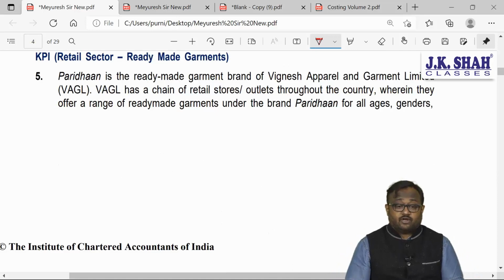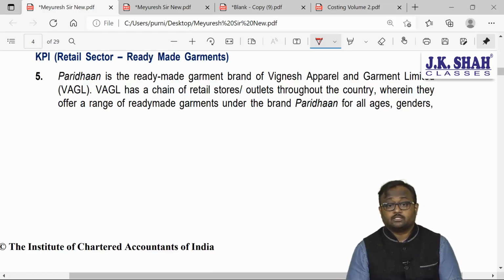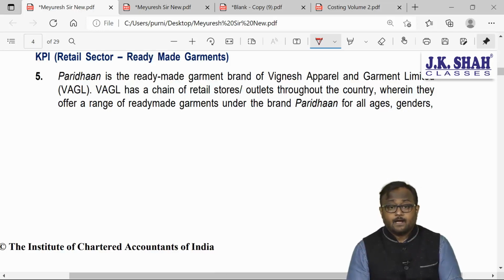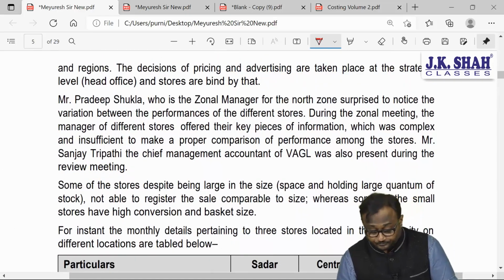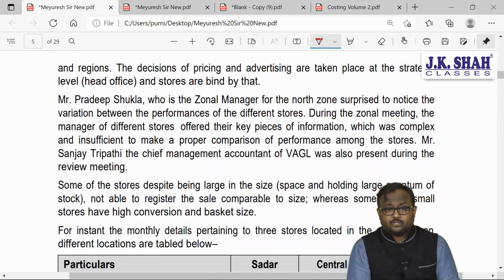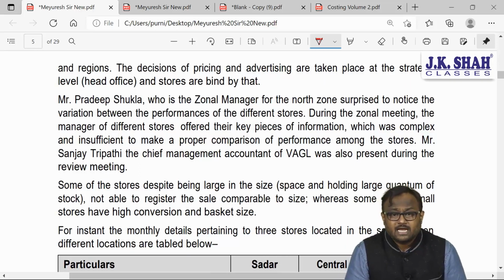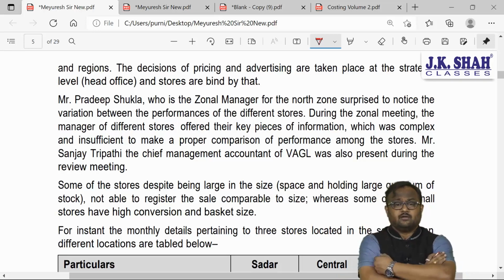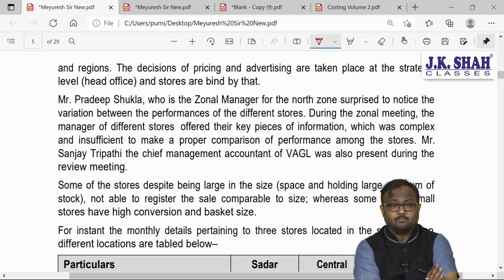Next is question number 5. Paridhan is a ready-made garment brand of Vignesh Apparel and Garment Limited. VAGL has a chain of retail stores and outlets throughout the country, wherein they offer a range of ready-made garments under the brand Paridhan for all ages and genders and regions. The decisions of pricing and advertising are taken at the strategic level. That means that decisions are taken by the head office and stores are bound by that.